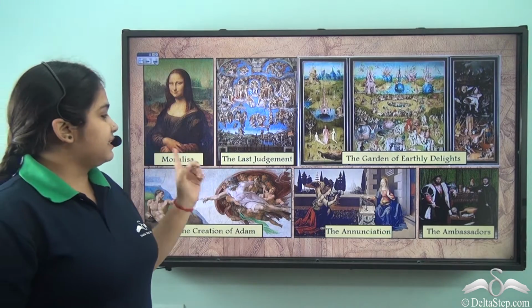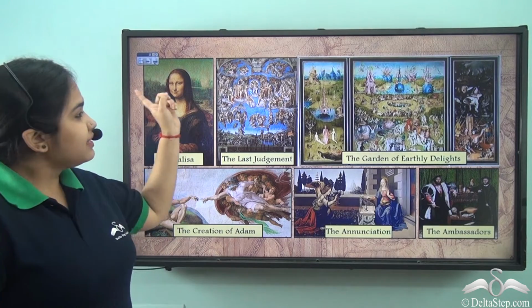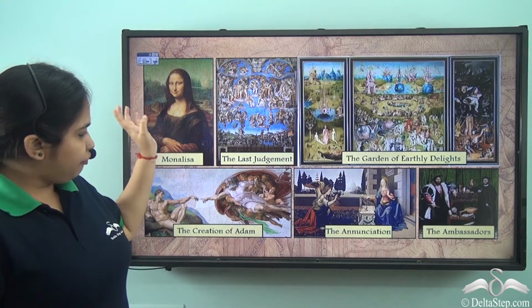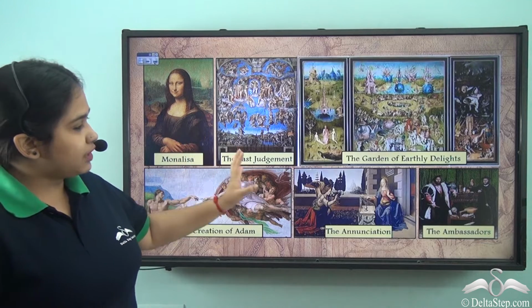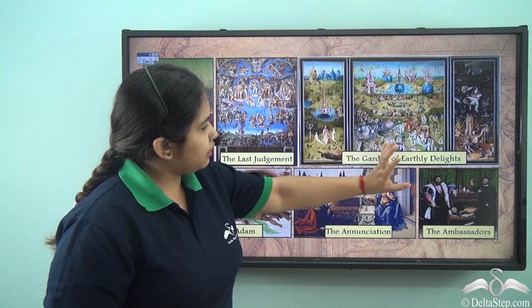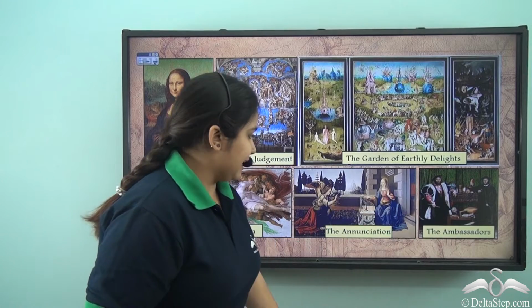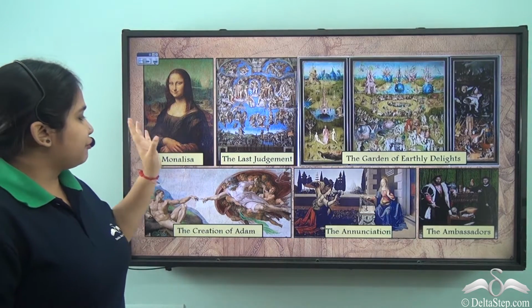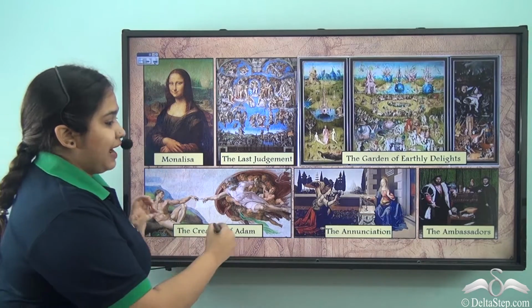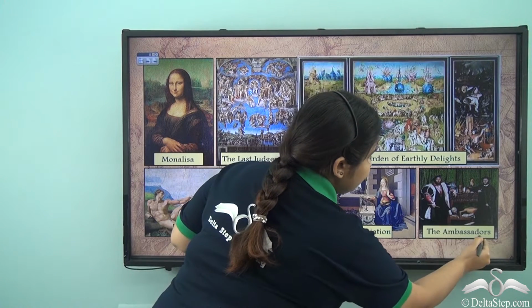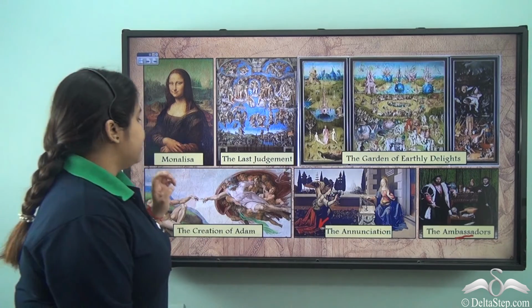So here on the screen, you can see that there are several portraits, right? Some portraits are of human beings, some of gods, and some of possessions. For example, we can see the Garden of Earthly Delights. We can see the portrait of Mona Lisa, the Creation of Adam, the Annunciation. Also the portrait of the Ambassadors.